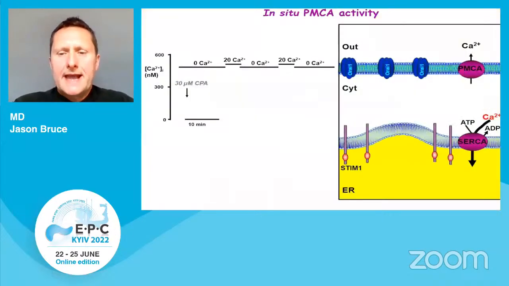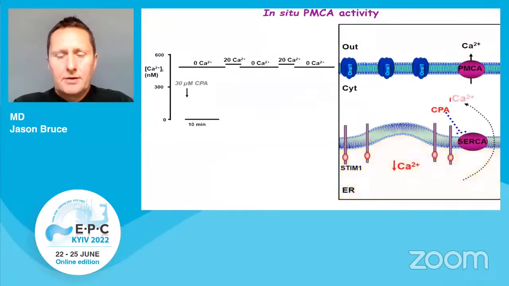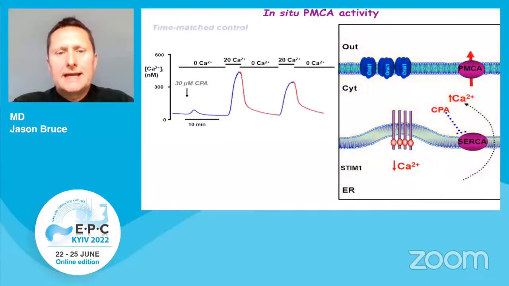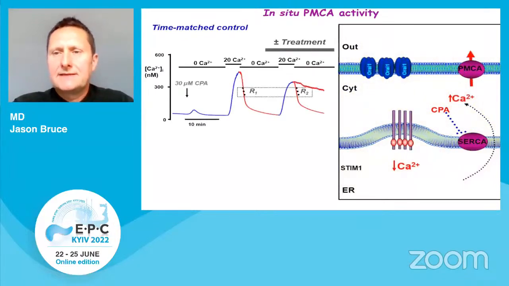We can measure PMCA activity by depleting the ER calcium stores and activating store-operated calcium entry. And this leads to a huge increase in cytosolic calcium, and the PMCA now is working at full tilt. We can remove the external calcium and monitor the calcium clearance rate, which is due to PMCA. And we can apply a second clearance phase and apply various treatments to assess the effect on PMCA activity.